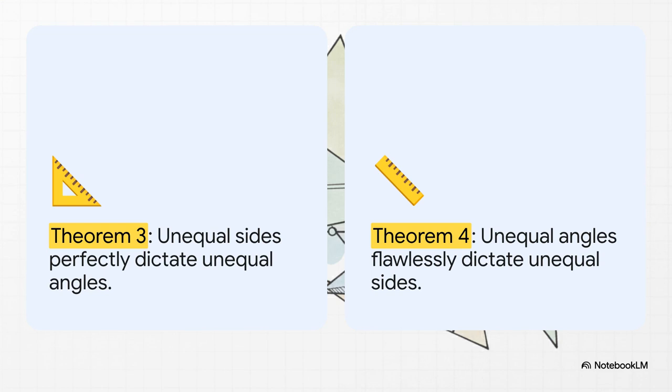And guess what? Just like our rules of equality, our rules of inequality have a rule of reciprocity too. Theorem 3 tells us unequal sides dictate the angles. Well, Theorem 4 flips it. Unequal angles dictate the sides. So if you know which angle is the absolute biggest in a triangle, you don't even need a ruler to measure the sides. You automatically know with 100% certainty that the longest side lives directly opposite that largest angle.